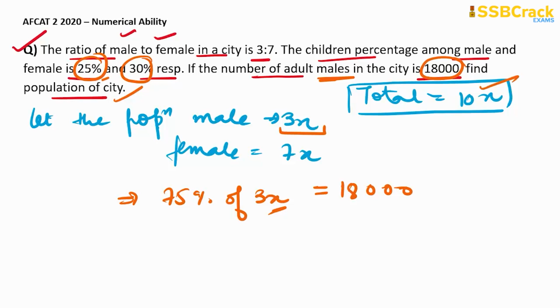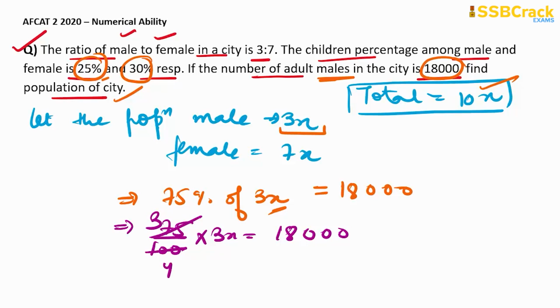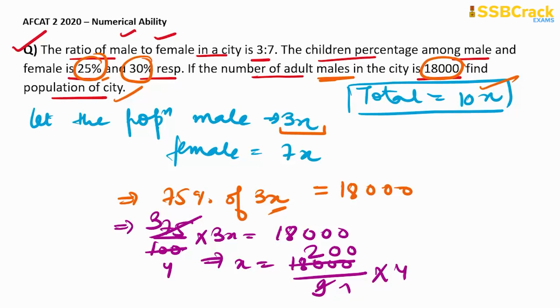So firstly let's solve for the value of x here. So it will be 75 divided by 100 into 3x is equal to 18,000, right? So 25 3s are 75 and 25 4s are 100. This implies x is equal to 18,000 divided by 3 3s are 9 multiplied by 4 by cross multiplication. So here 9 1s are 9, 9 2s are 18, right?